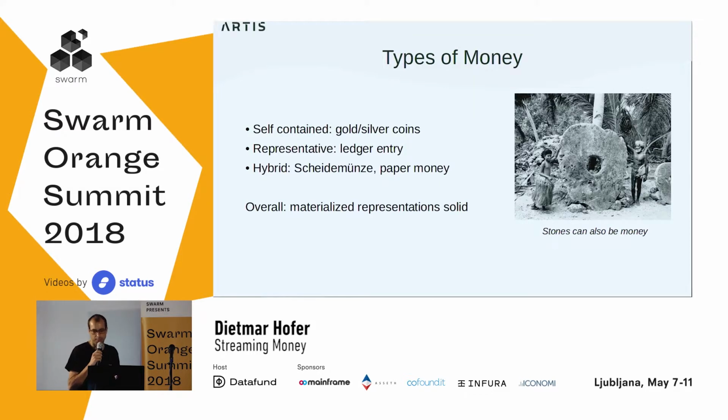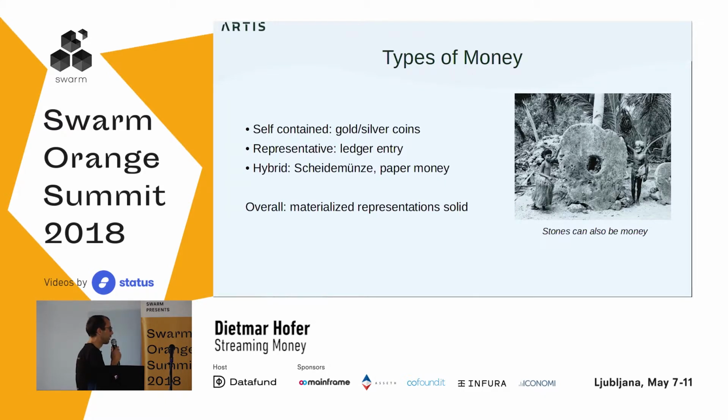So first, a bit of philosophical background. Thinking about money. So these are my observations. It's not some scientific classification. There is money which is self-contained in the sense that it has intrinsic value. So for a long time, we had these coins which were either of gold or silver.